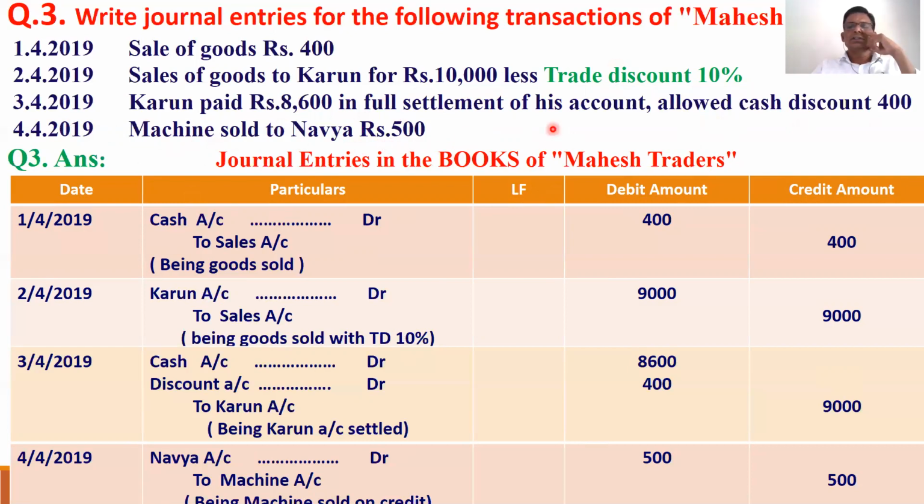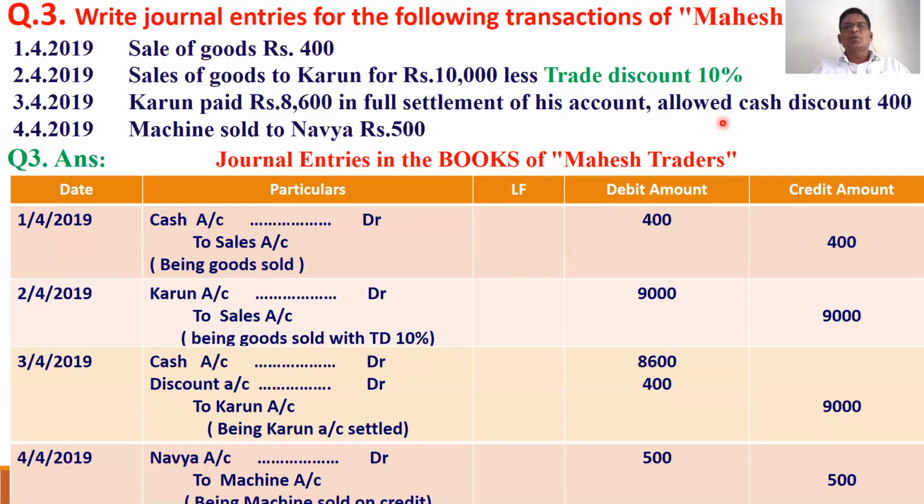Here also we have two important points. One is that trade discount is there, another is that cash discount is there. In the second point, we sold goods to Karun for 10,000, but we are also giving 10% trade discount. That means only 9,000 is considered as the actual amount. That 1,000 need not be recorded. The reduction which is given on catalog price is called trade discount, and trade discount will not appear in the books of accounts. You see here, Karun account is debited 9,000, sales account credited 9,000, and the 1,000 will not appear.